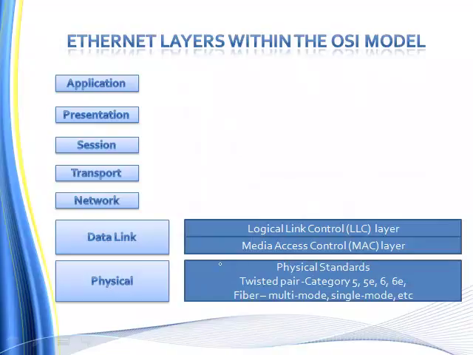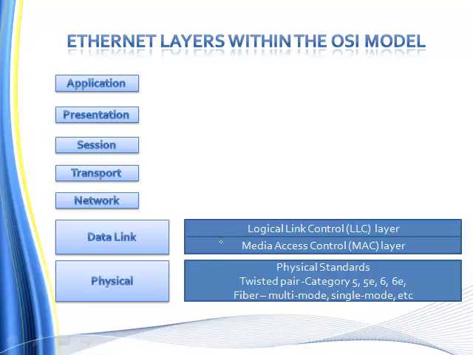So in the physical layer, we have standards for our physical layer. The twisted pair cable, for example, we have category 5, category 5E, 6E. These are standards for twisted pair. For fiber optic cable, we also have multi-mode, single mode. There's a lot more than that, but those are just some examples of physical standards for cabling that we currently use today with Ethernet.